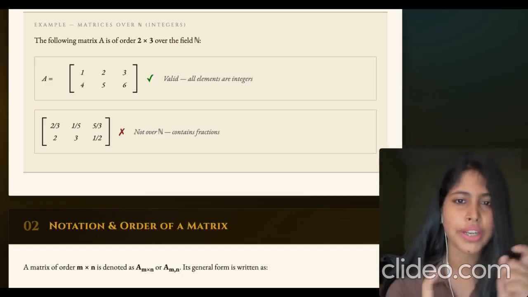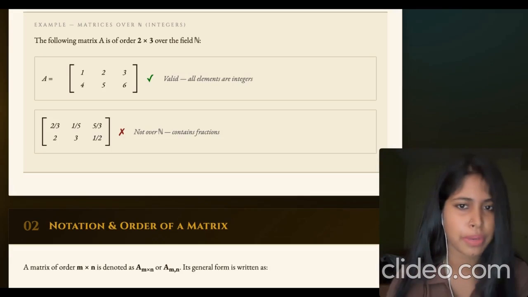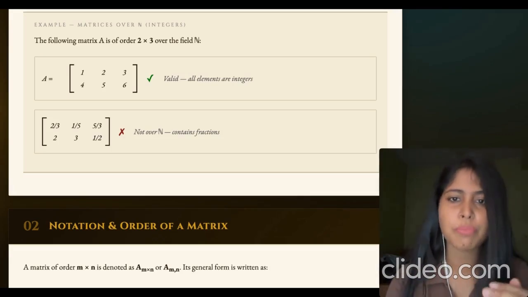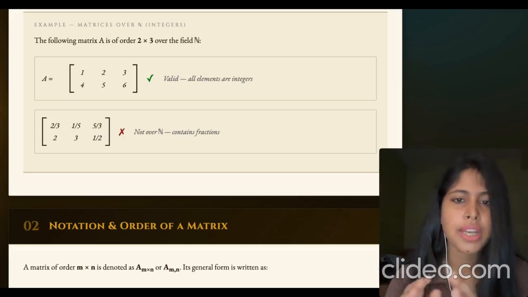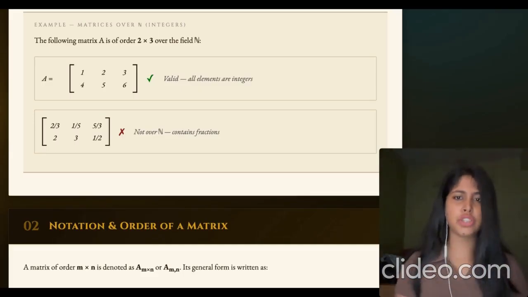Now see the next one. Row 1 is 2 by 3, then 1 by 5 and 5 by 3, and row 2 is 2, 3 and 1 by 2. Now here you can see that this one has fractions, right? So it's not over the integers, it lives over the rationals instead. Now you can understand how the field matters, right?